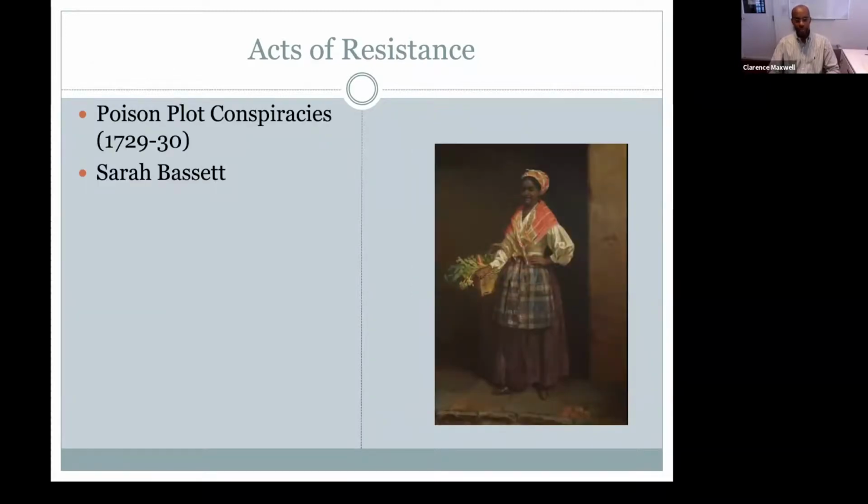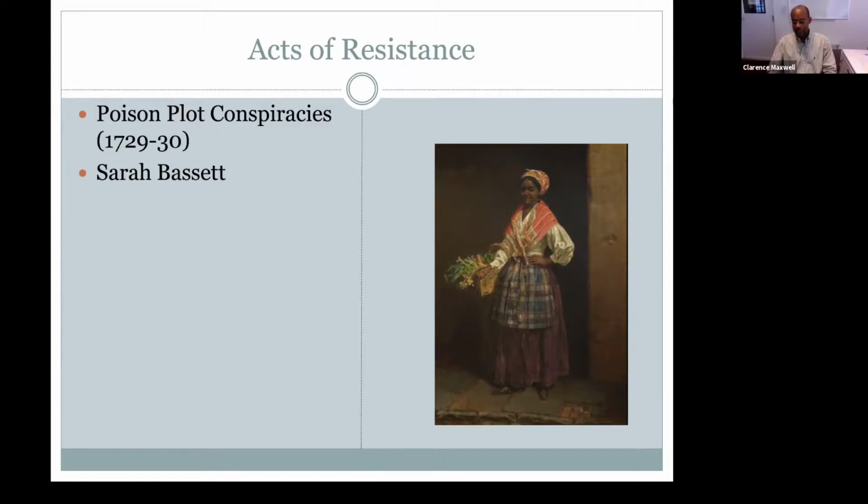But the more famous conspiracy is the poison plot of 1729 and 1730, which involved Sarah Bassett. The interesting thing about this is that there were a number of people being poisoned, and a number of complaints about poisonings occurring. So the governor at the time, Governor Pitt, decided that he was going to investigate all of them. The investigation focused specifically on Sarah Bassett, but a number of people were arrested as a result. Sarah Bassett, of course, is famous because she would end up being burnt at the stake. The others were executed or sent away.